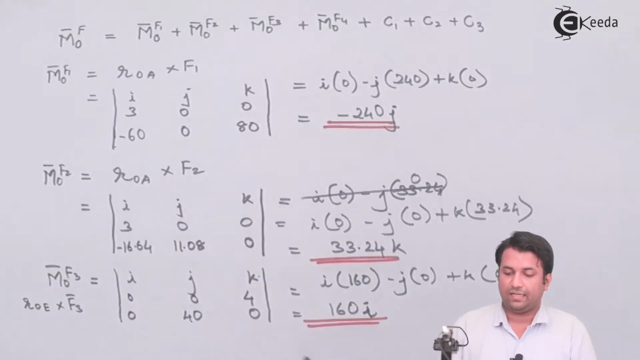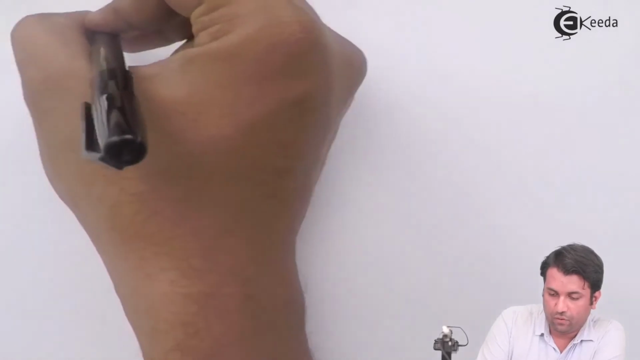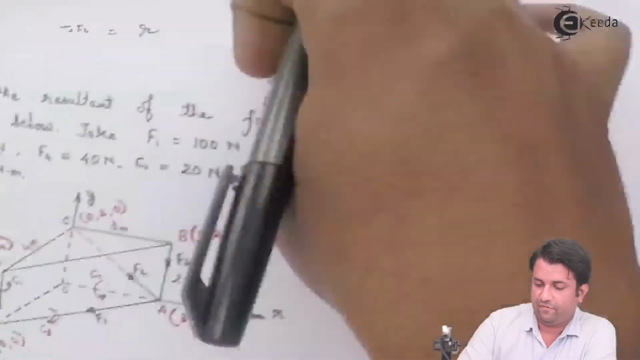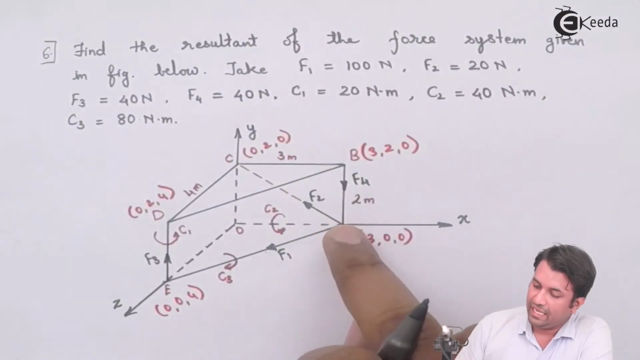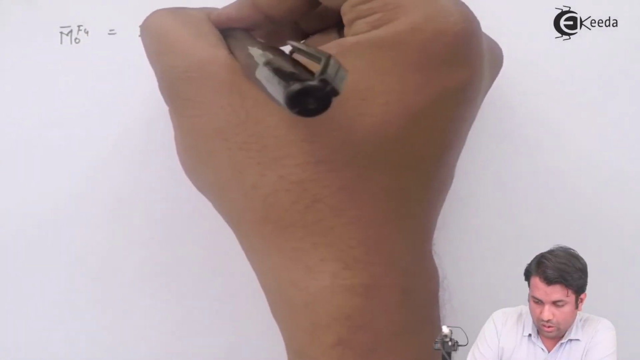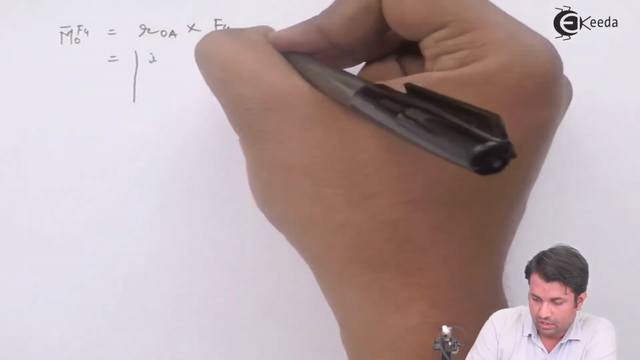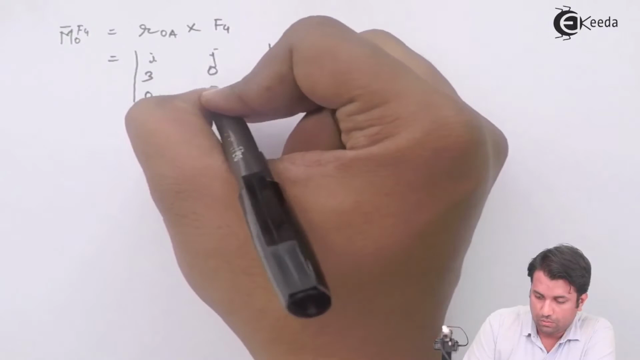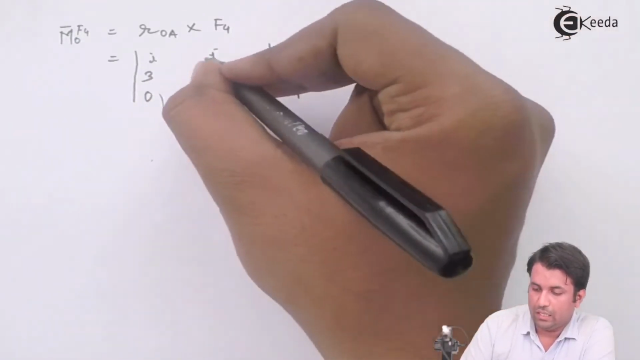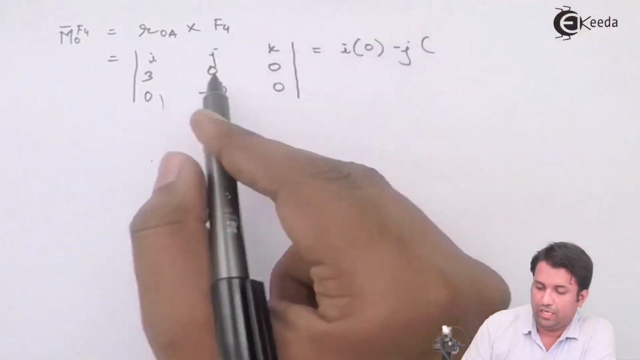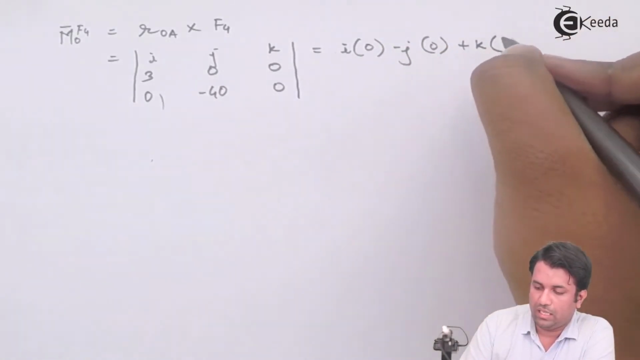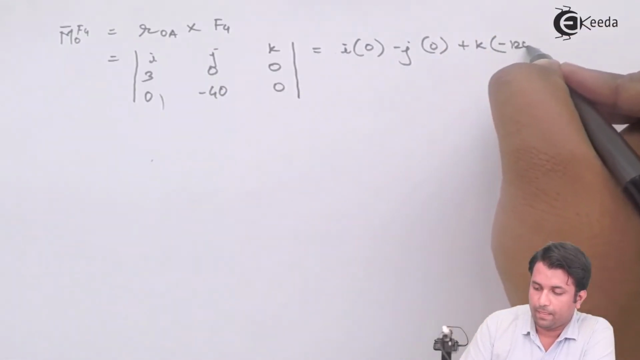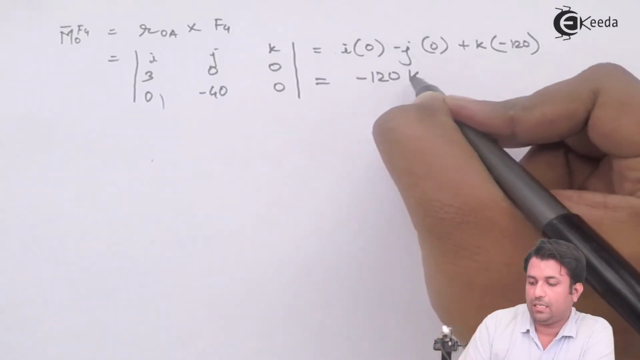The last moment vector that is left out is for F4. The moment about O for F4 is the position vector cross F4. F4 is going from B to A. I'll take A because I know the position vector is 3 0 0, which is easier for me. So OA cross F4 is i, j, k, 3 0 0, and 0 minus 40 0. So i is 0, j is again 0, and k will be minus 120, so I'm getting minus 120 k.